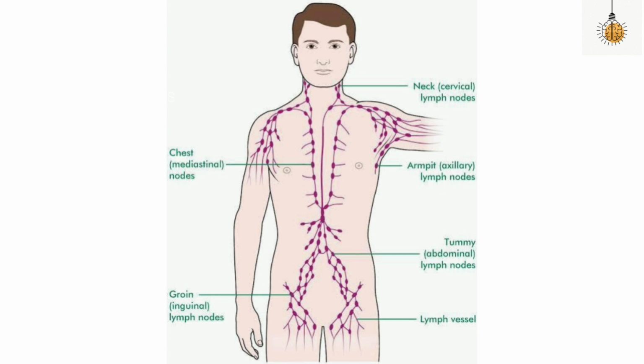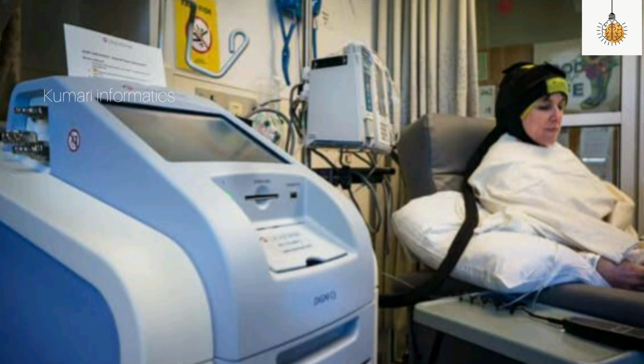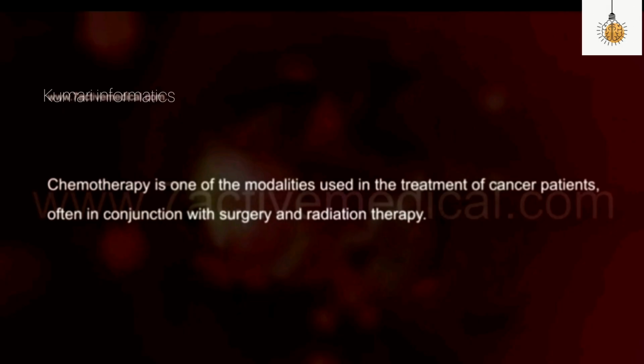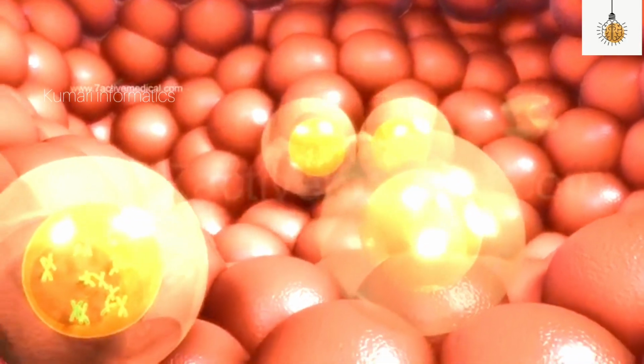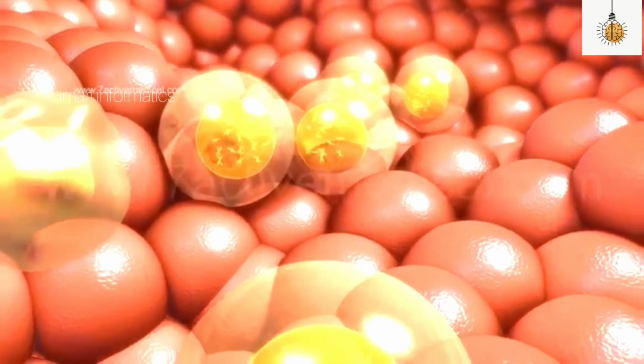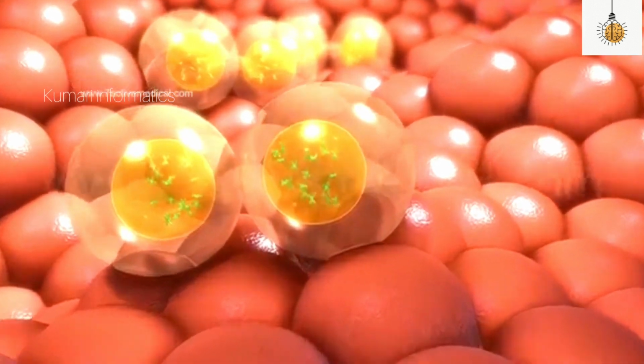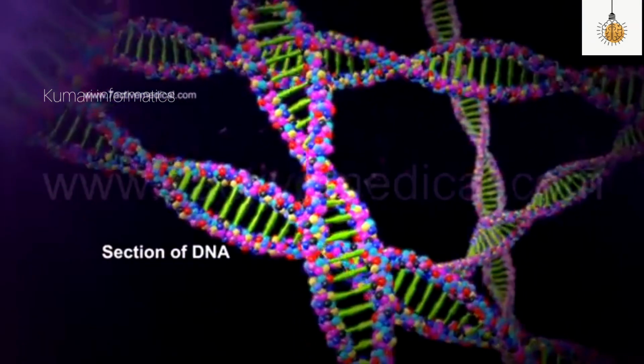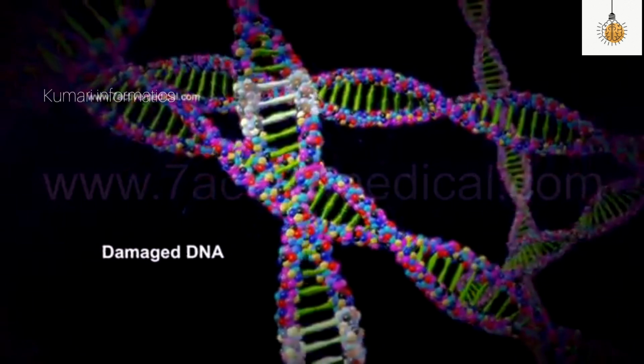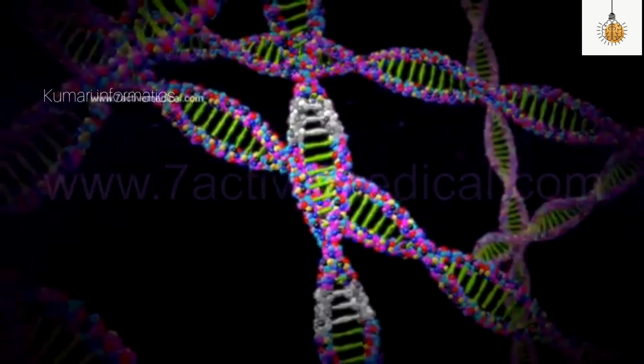Fine. Okay? Now, let's see about chemotherapy. First, what is chemotherapy? Actually, chemotherapy is one of the modalities used in the treatment of cancer patients, often in conjunction with surgery and radiation therapy. Cells in the body grow and divide according to the normal cell cycle, which is controlled by the nucleus. The genetic material or DNA inside the nucleus contains the information necessary to execute this process.